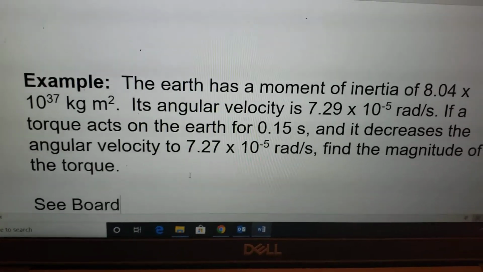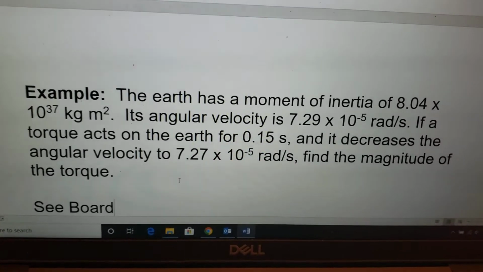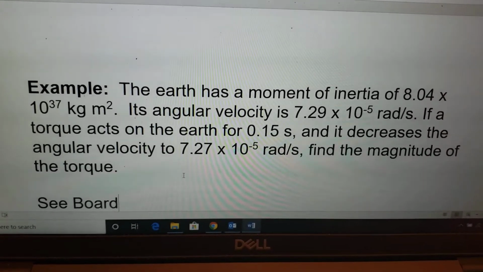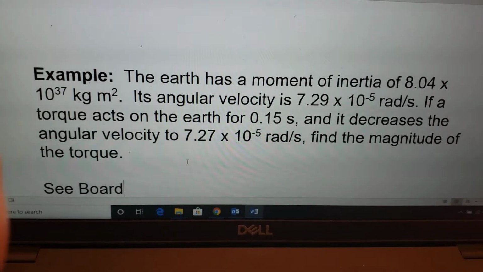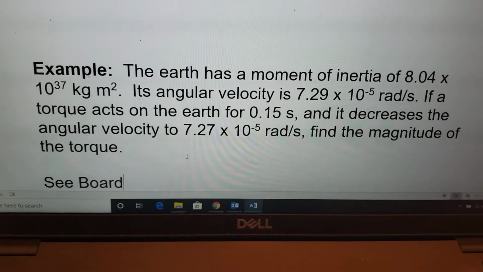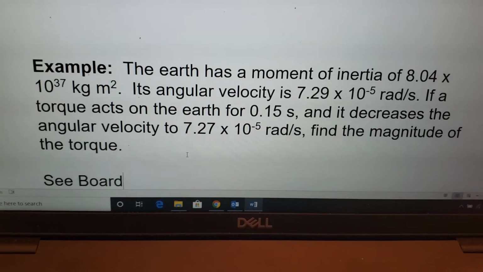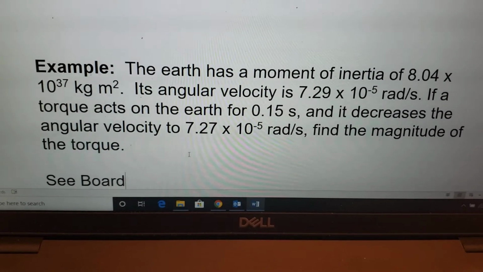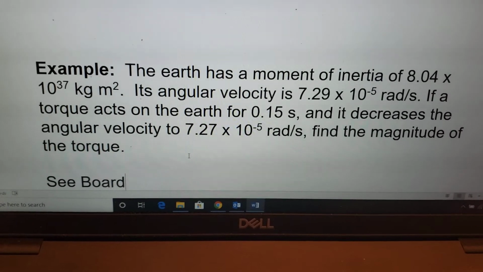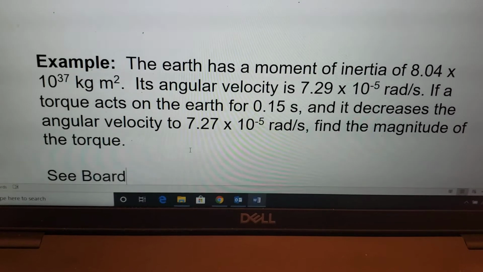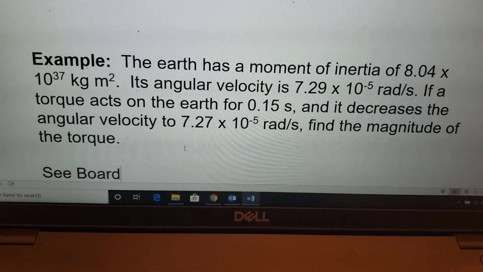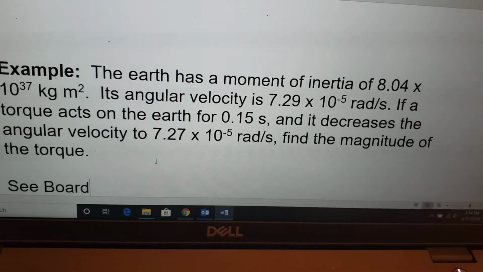9.1-2 final example problem number 2. The Earth has a moment of inertia of 8.04 times 10 to the 37th kilograms times meters squared. Its angular velocity is 7.29 times 10 to the minus 5th radians per second. If a torque acts on the Earth for 0.15 seconds and it decreases the angular velocity to 7.27 times 10 to the minus 5th radians per second, find the magnitude of the torque.